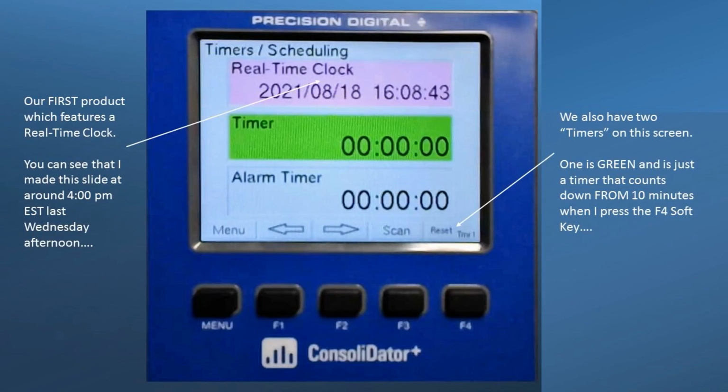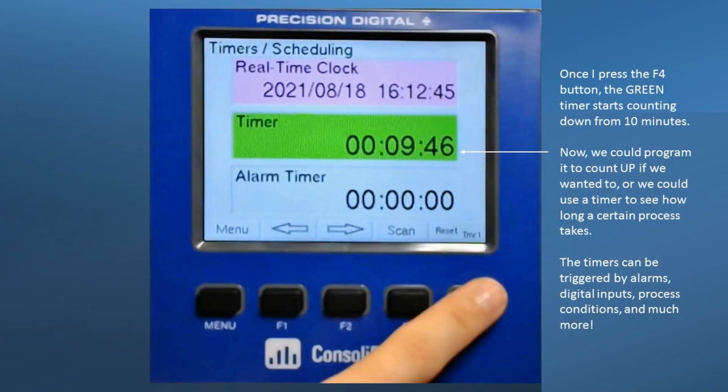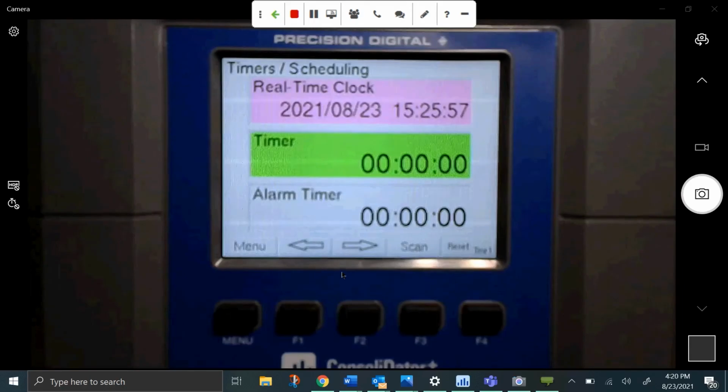First, I want to show you this timer. So I have two timers that are starting at 0, okay? And what's going to happen is when I press the reset timer button right there, my timer is going to start at 10 minutes and count backwards. And I'm going to show you exactly how that looks right on my demo unit.